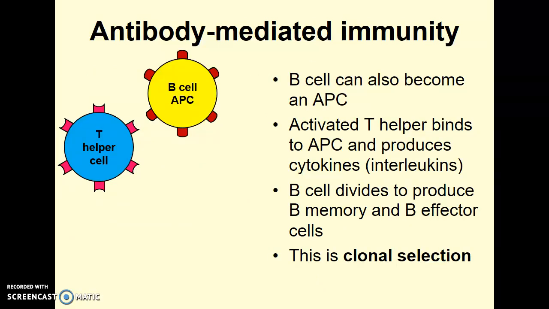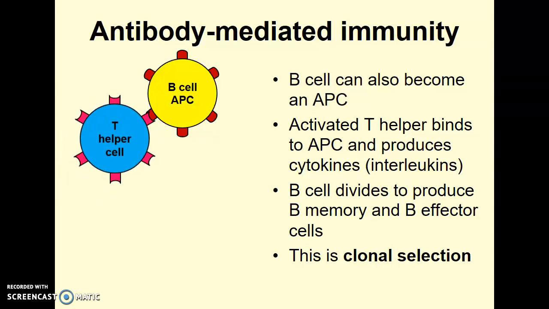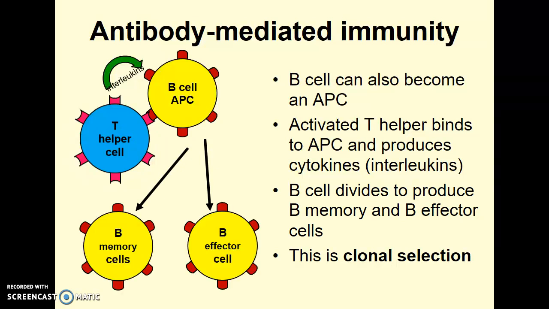Next, we see that a B cell can also become an antigen presenting cell, and the activated T helper cells bind to the antigen presenting cell and produce cytokines. These ones are called interleukins. That just means between the white blood cells. The B cell then divides to produce B memory and B effector cells. So this is called clonal selection.